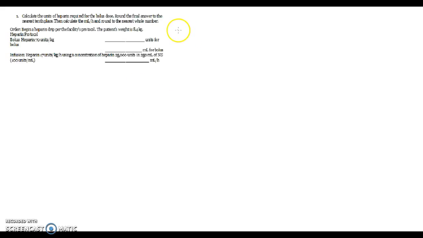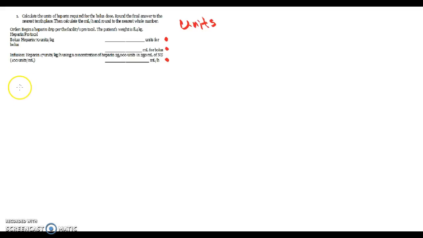So in this question, this is going to be another one where we're working in units. We're going to be solving for units for our bolus, milliliters for our bolus, and milliliters per hour. The same rule applies with this information. We want to write down all of our information from our question.